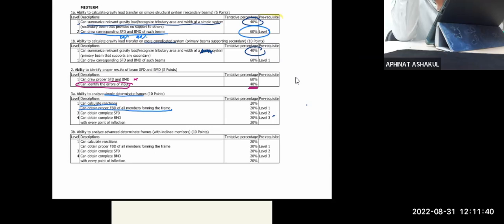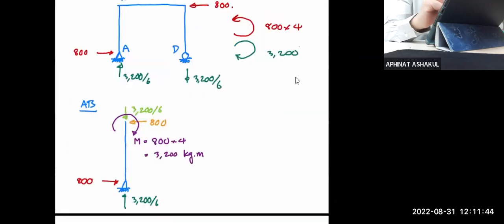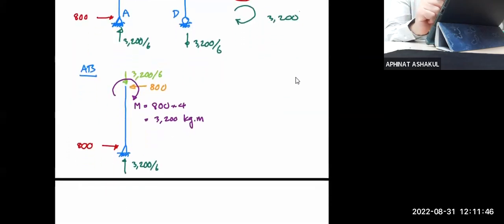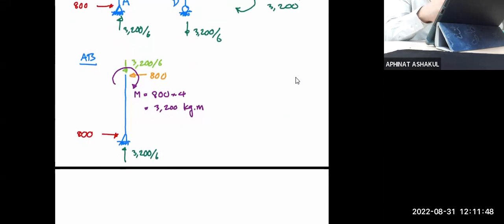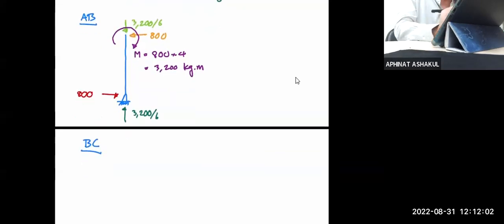Give me the proper system. Don't start your diagrams, because your diagrams may be wrong if your free body diagrams of all the members are wrong. So you may want to leave the space here and try to complete the free body diagram.